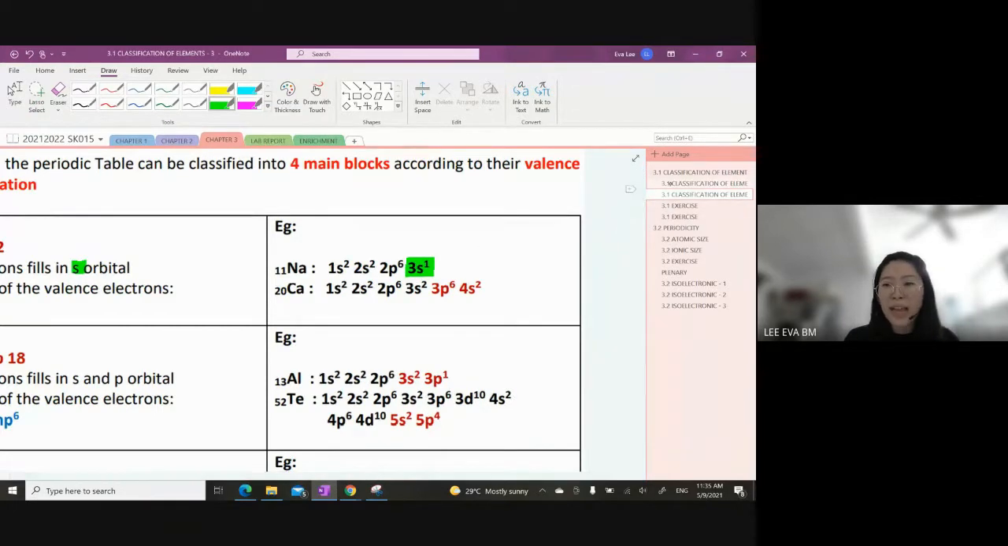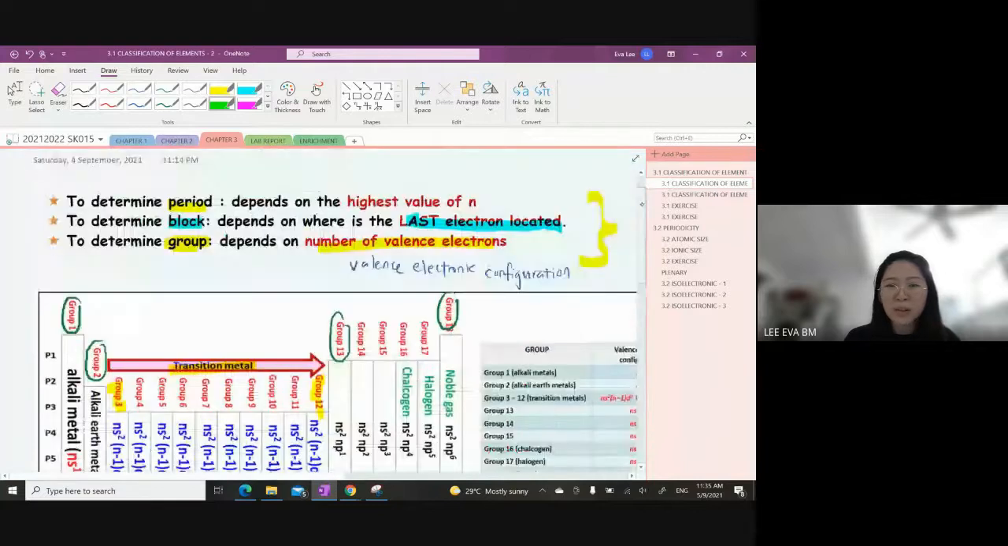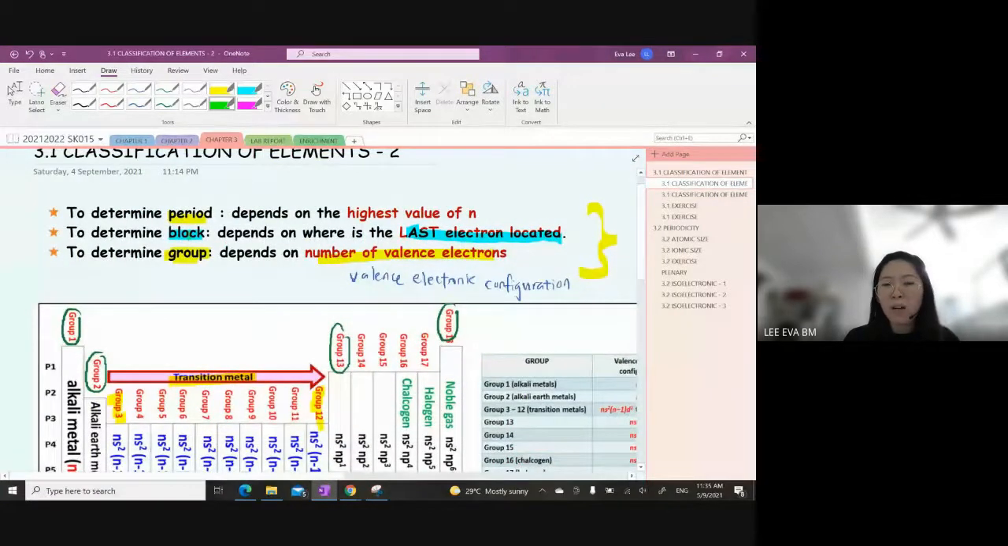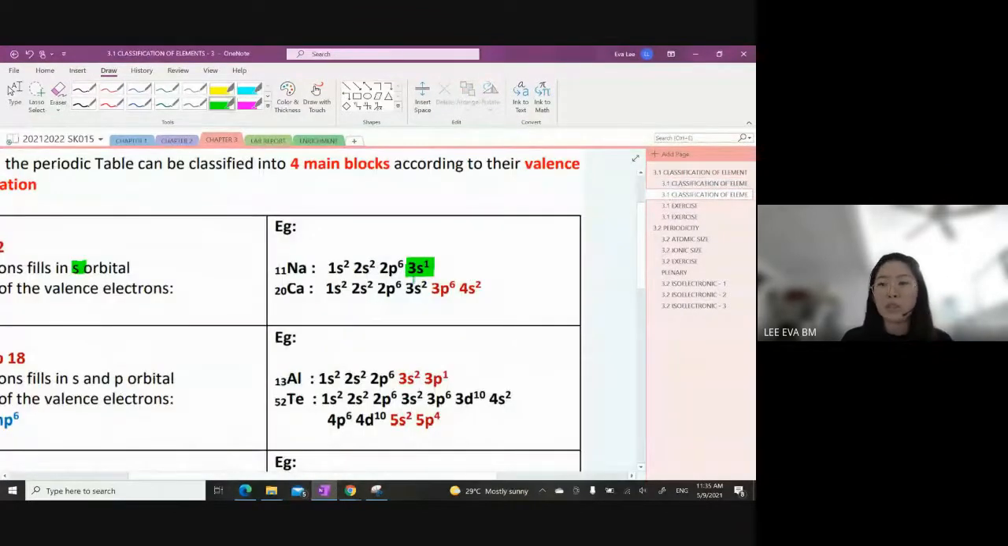So we look back at the last point madam gave just now. To determine the block, it depends on where your last electron is located. Memang kita isi electron dia ikut Aufbau principle, 1s, lepas 2s, 2p, and so on. So where does your last electron fall into? Then it will belong to that block.